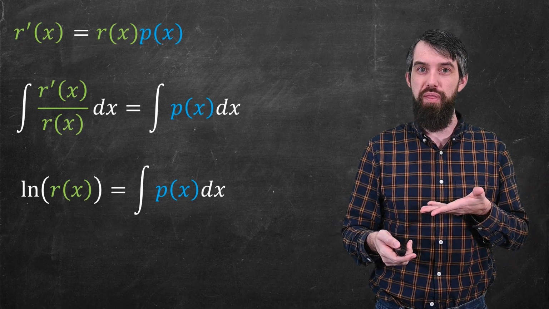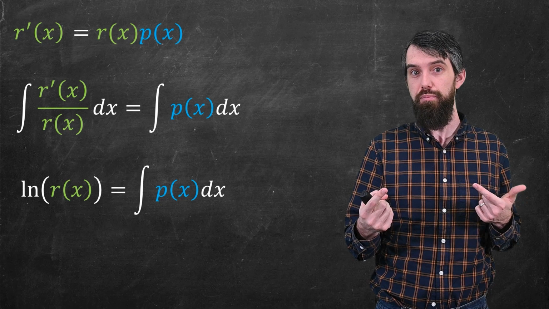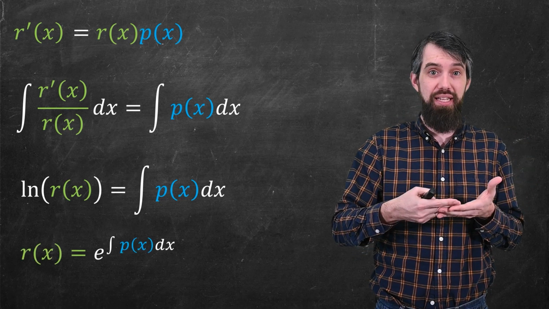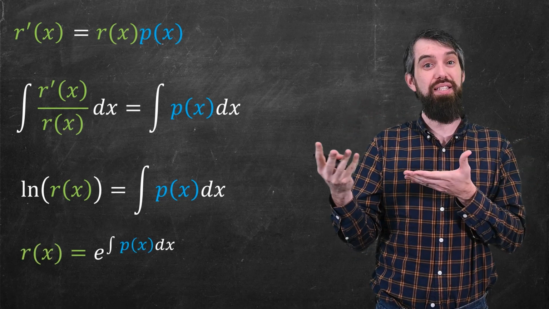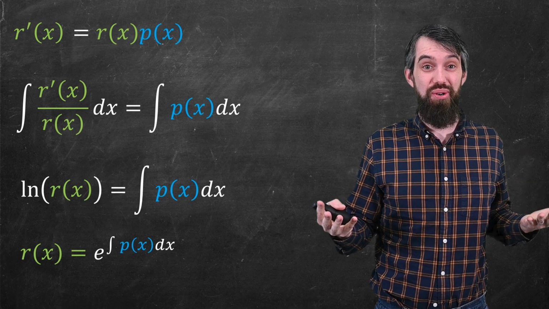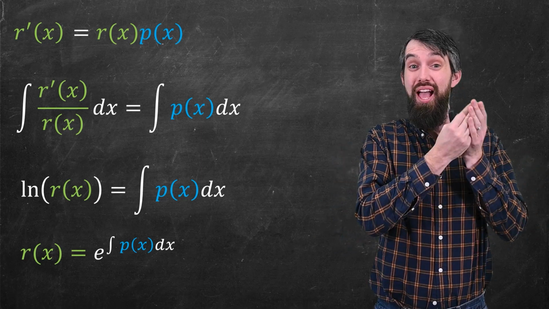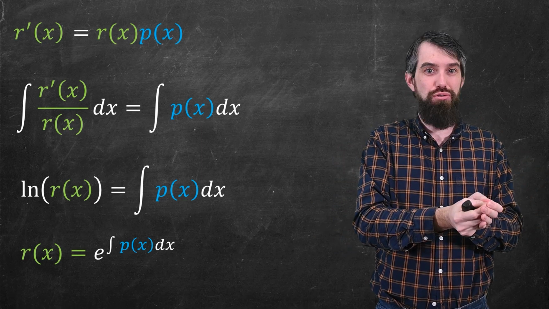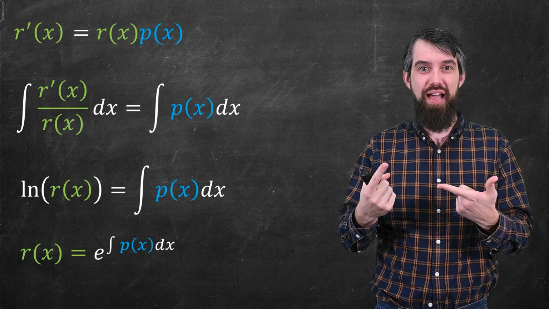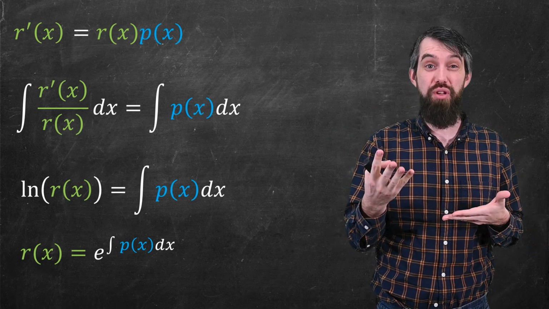I want to get rid of that logarithm. I'm going to take an exponential. And so my r of x is e to the integral of p of x dx. So this is an answer. This tells me what the integrating factor is that I should choose. Take your p of x, integrate it, it's e to whatever you get.